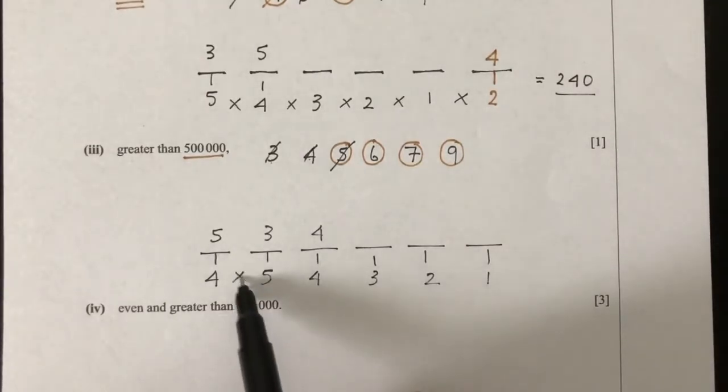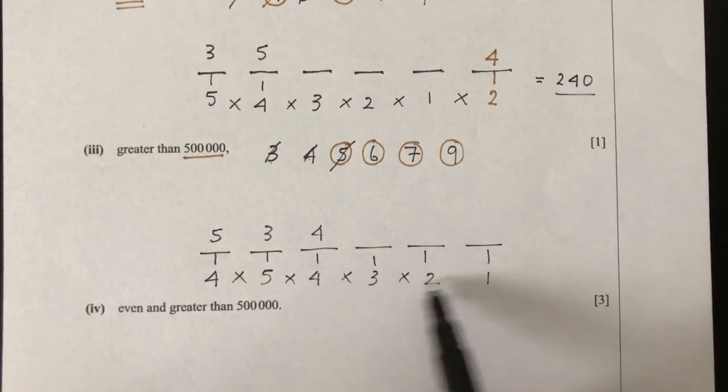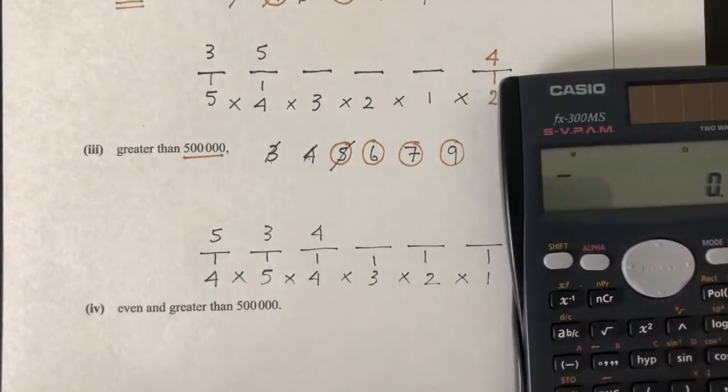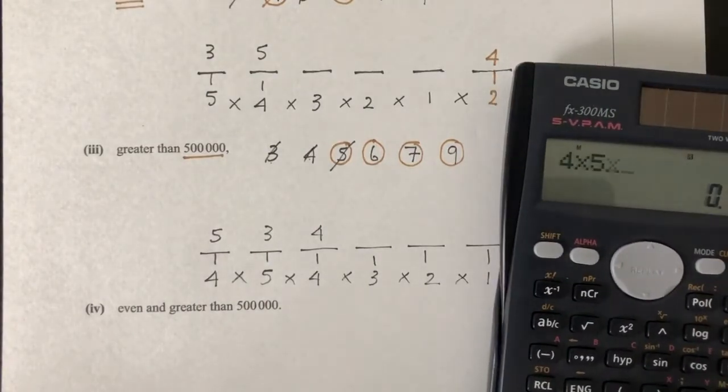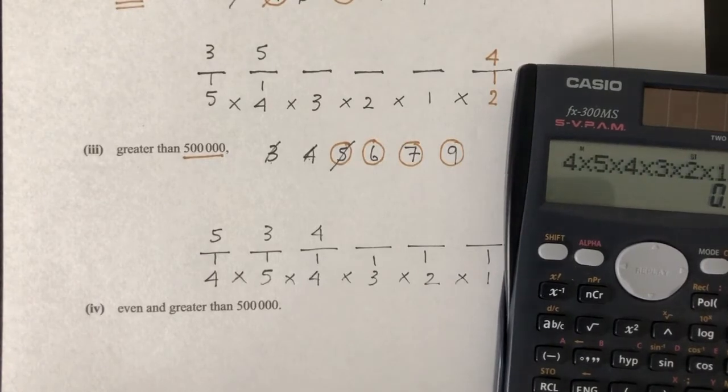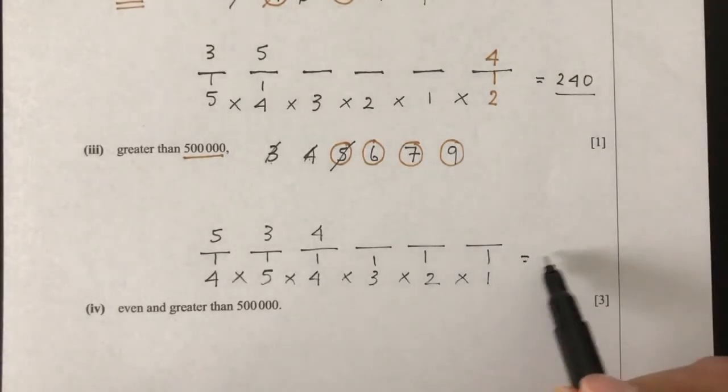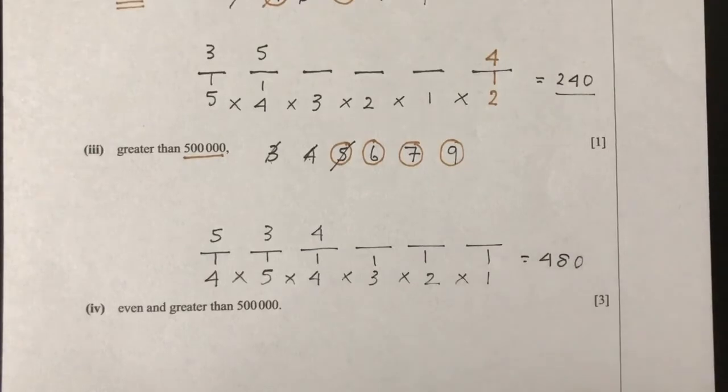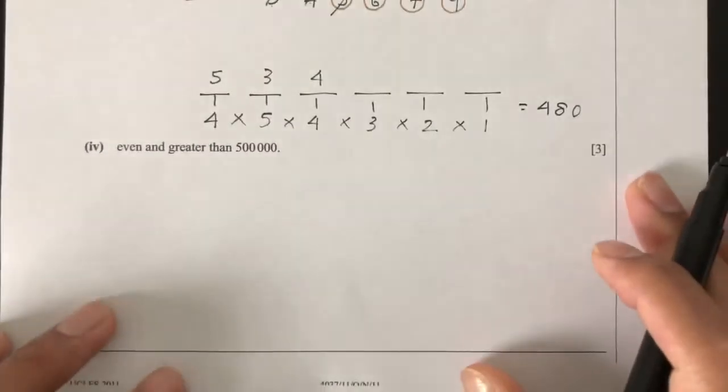Okay, so multiply those numbers to find the number of different numbers. 4 times 5 times 4 times 3 times 2 times 1. That will be 480. This is your answer for part 3. Now moving on to part 4.